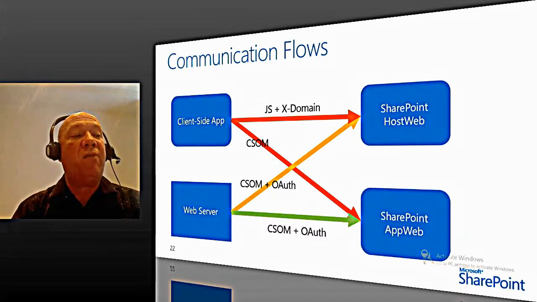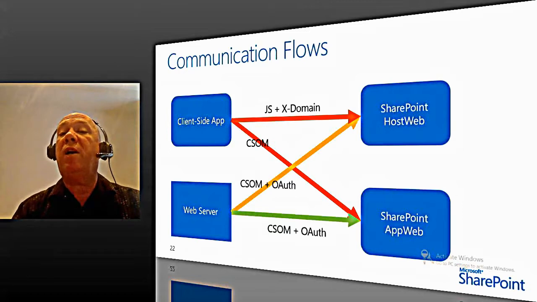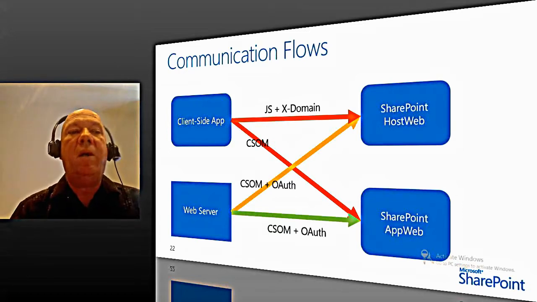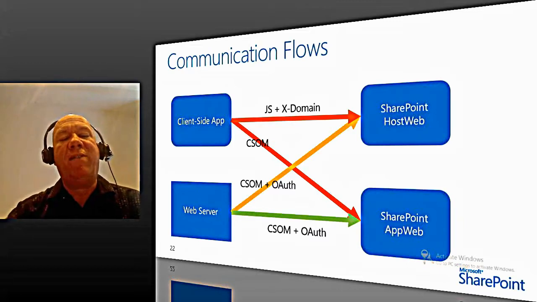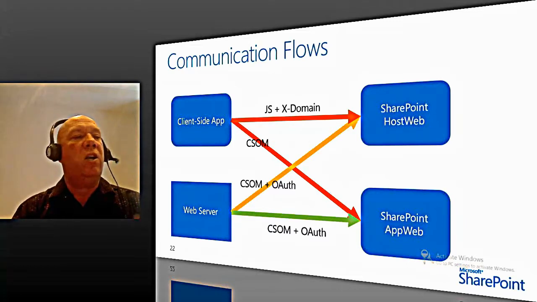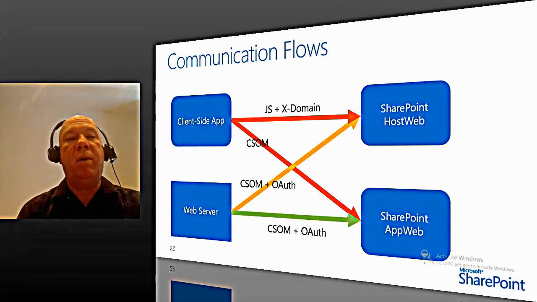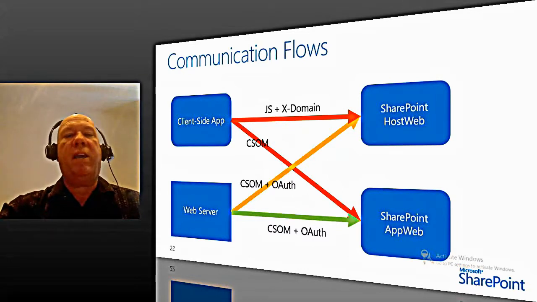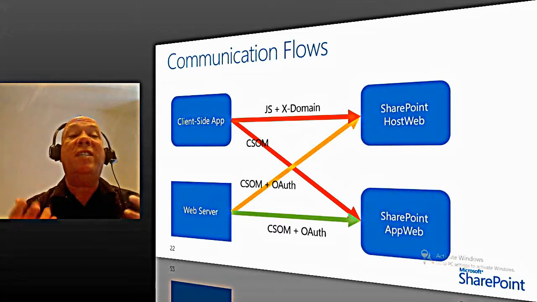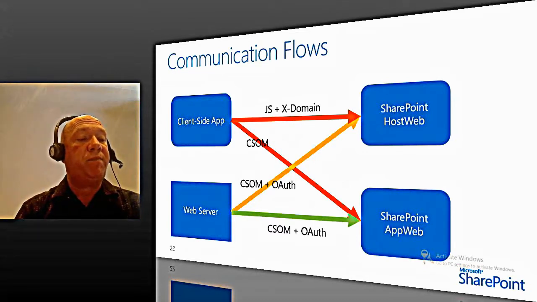If I'm trying to get from my client-side app to my SharePoint host web, I have a cross-domain problem that we'll drill down on a little bit. So I need a solution to handle the fact that I'm a client-side application coming from the domain bruce.com, and I'm trying to communicate via JavaScript with client.sharepoint.com. So I have to deal with how I'm going to handle that side of it.